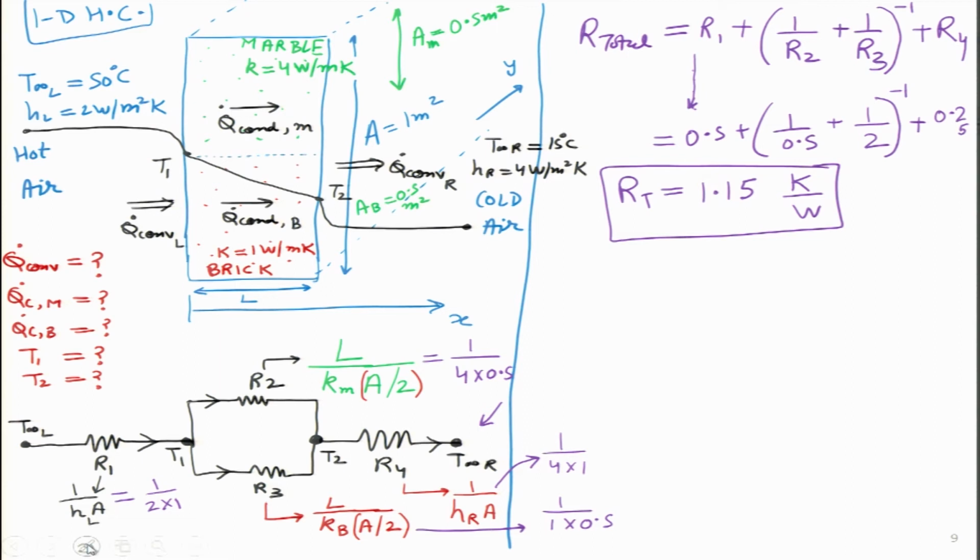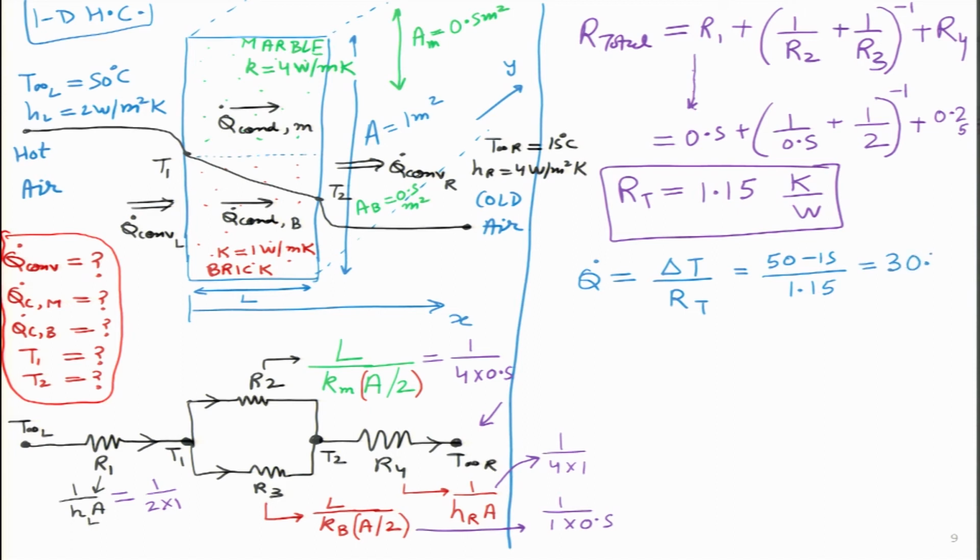Now, remember we are doing all this exercise in order to figure out these question marks over here on the left hand side. So, we want to figure out 3 q dots and 2 temperatures. So, with this value of Rt, what can we calculate next? I think we can directly go and calculate the value of q dot. How? We can say current is voltage divided by resistance, in this particular case delta T divided by Rt, and delta T is simply 50 minus 15 and Rt is 1.15. So, I need a calculator to do that. Once I do that, I think we will get a value of about 30.4 watt.